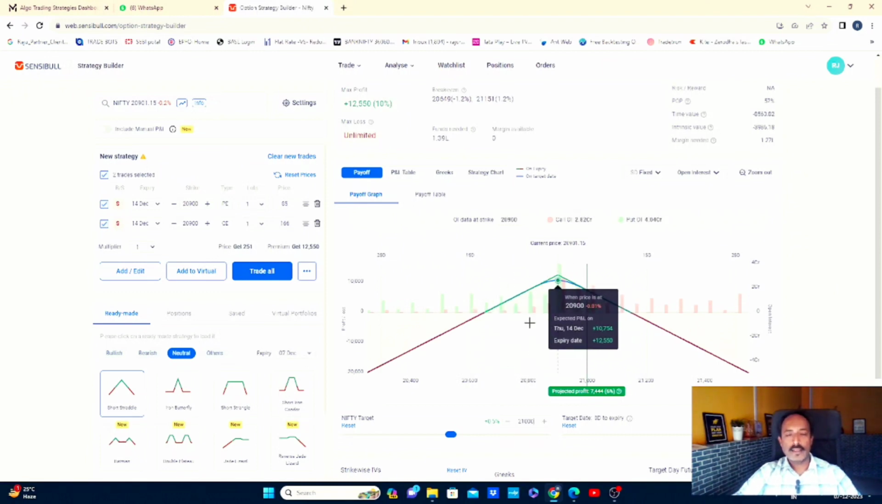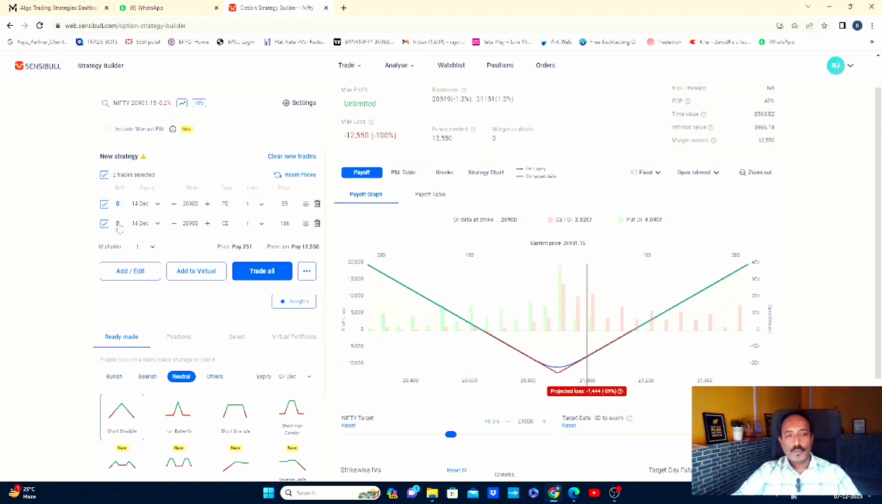So as this is a short straddle, I hope everyone understood. I will show you the different parameters, how you have to adjust it in intraday when you are automating this trade. So in the same way, if you buy both call option and put option, this is called a long straddle.